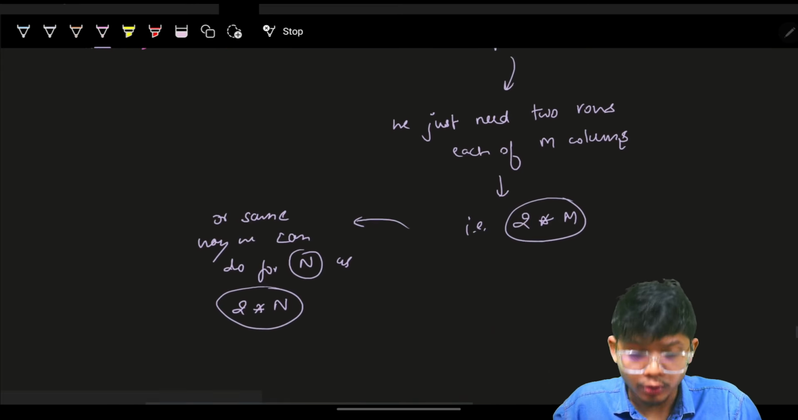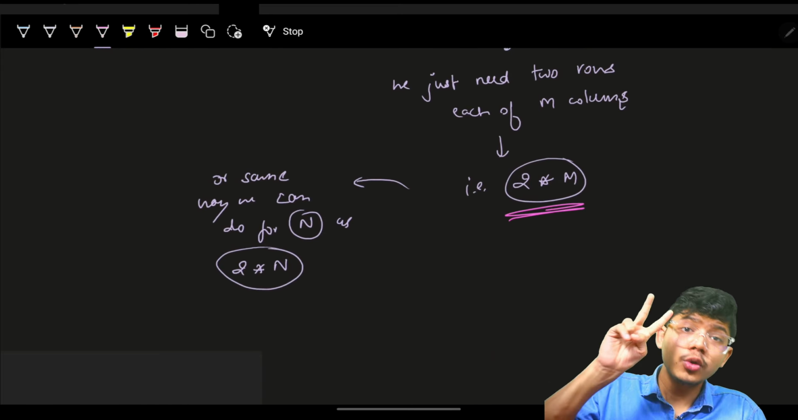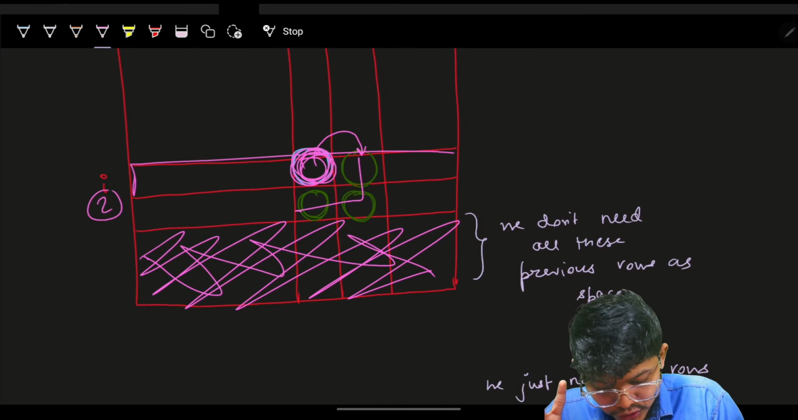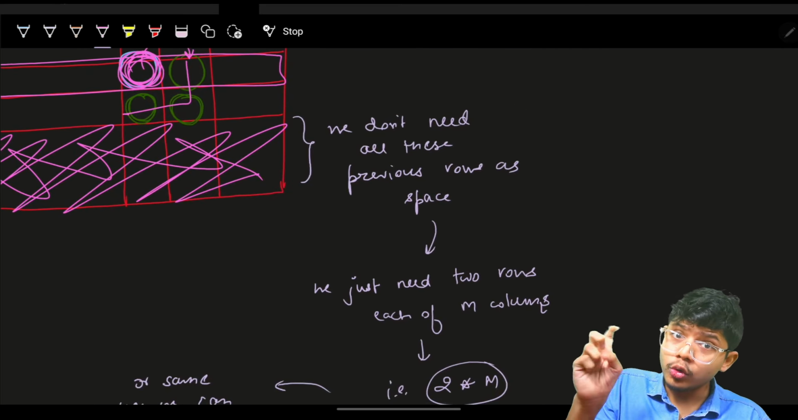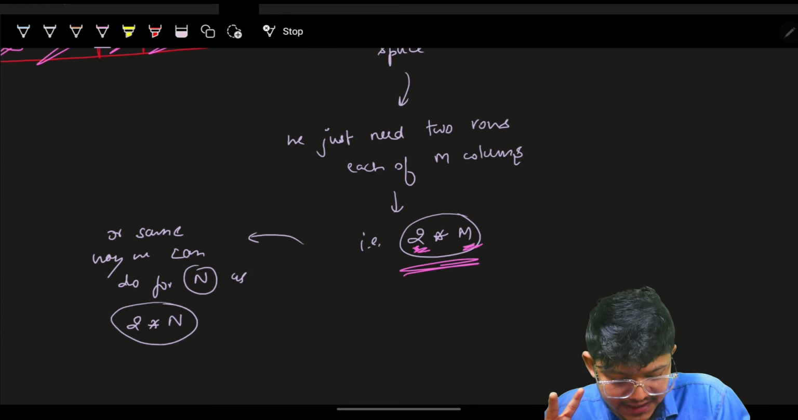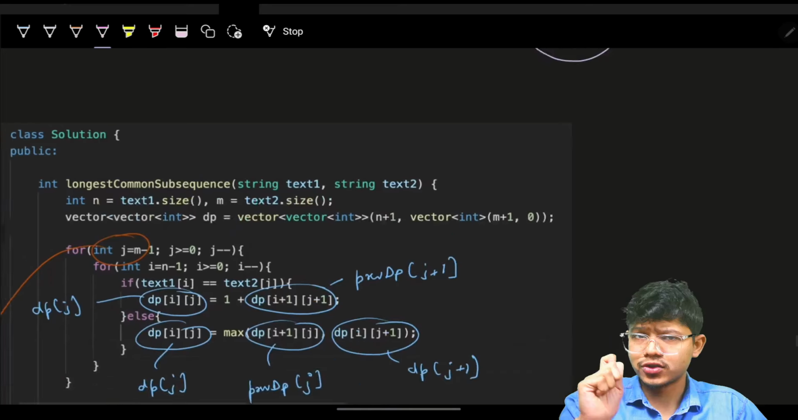I don't need n rows. So I can actually say, okay, I need only 2 rows of size m, because I have m columns. So I can take only 2 rows of size m, and that's how I can simply get the answer solved.